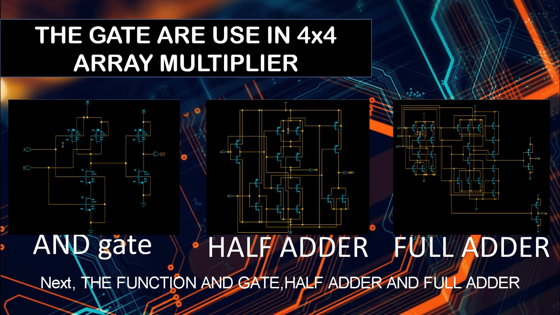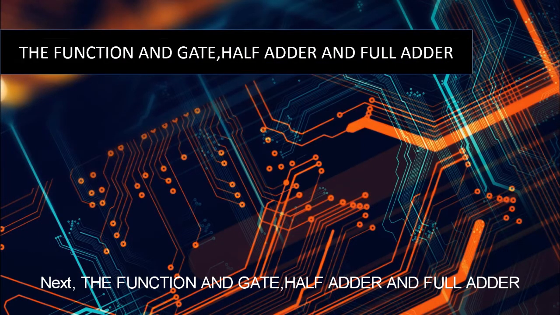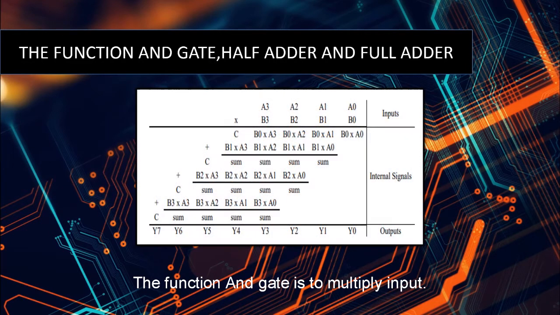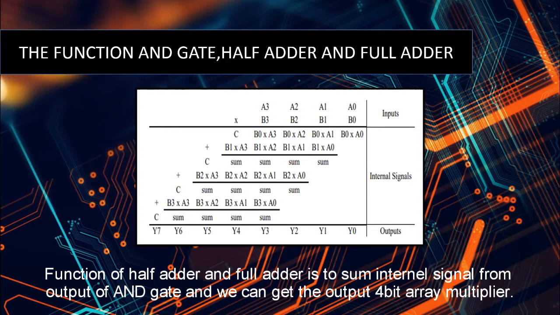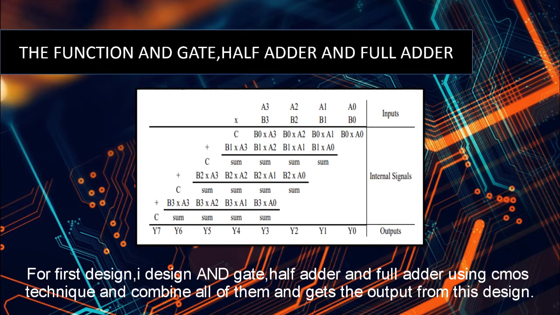Next, the function AND gate, half adder, and full adder. The function AND gate is to multiply input, and function of half adder and full adder is to sum internal signal from the output of AND gate, and we can get the output 4-bit array multiplier. For first design, I designed AND gate, half adder and full adder using CMOS technique and combine all of them and get the output from this design.